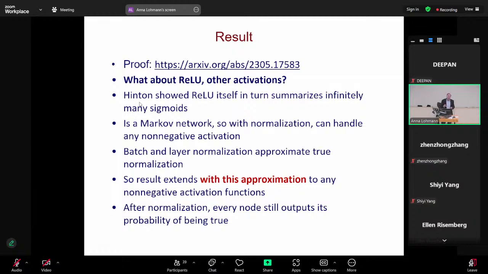theoretically. If we want to equate the actual training that you're doing in the neural net, then we have to think of the batch normalization or the layer normalization that you have to do to make these things work as in fact an approximation to the proper node by node normalization that you would do in the full Markov network.